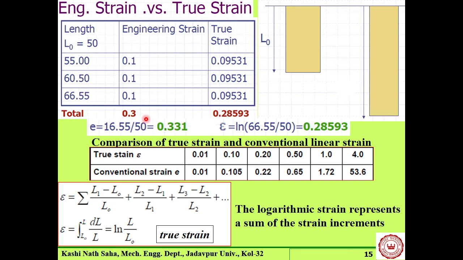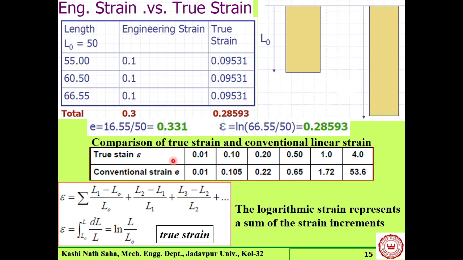This is the total value, this is not the strain value. This is strain, and this is the intermediate point. So for this measure, 50 to 55, what is the strain? 55 to 60, that is strain, and again 60.5 to 60, what is this strain? This is the total. So we understand how it happens.